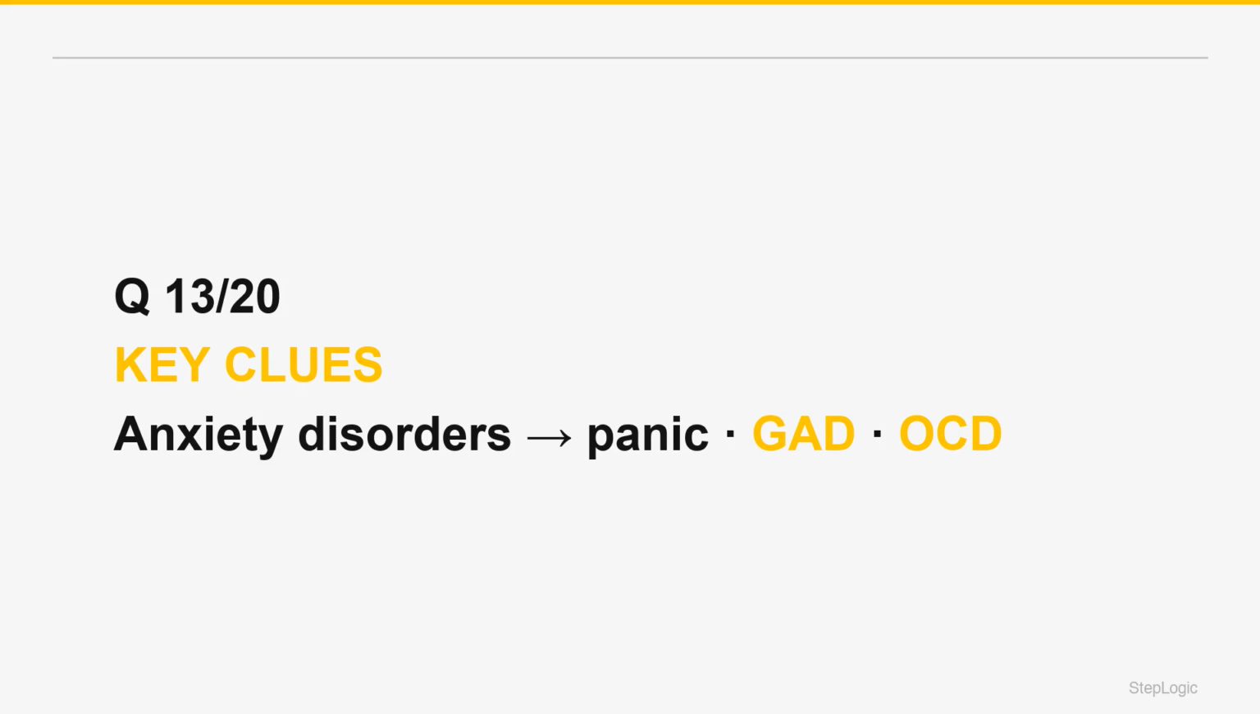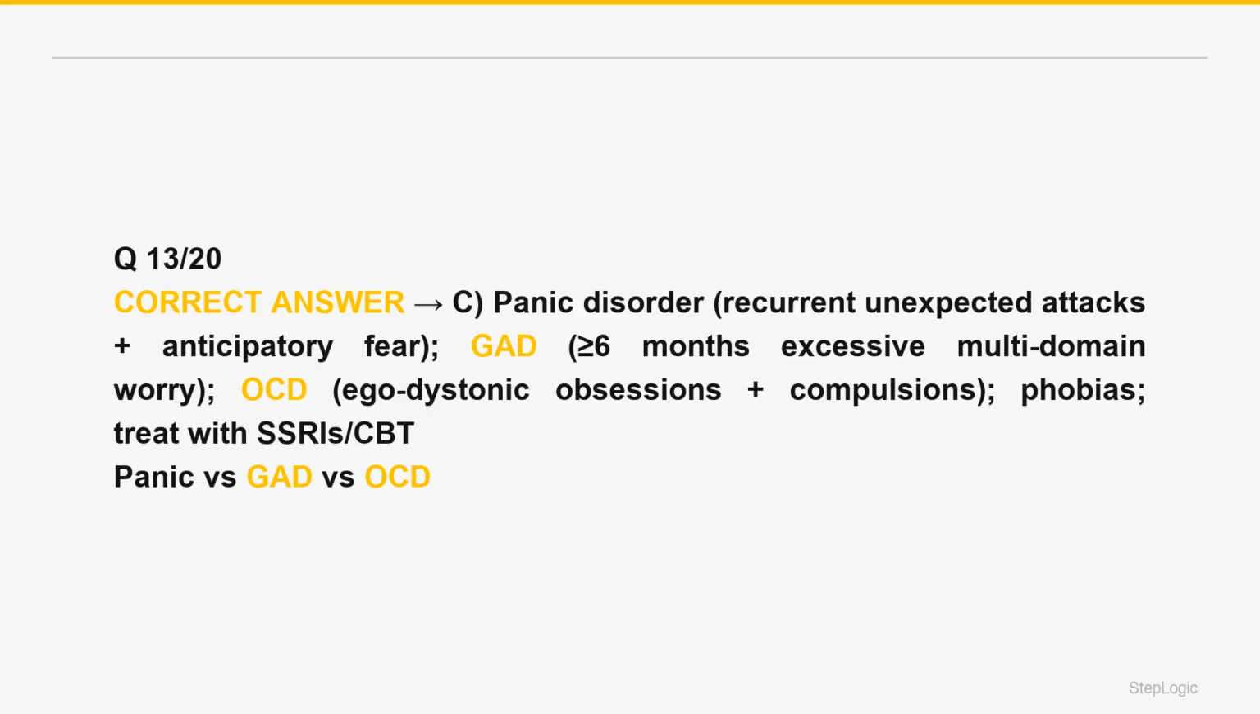Panic disorder is defined by recurrent, unexpected panic attacks of intense fear, peaking within minutes with somatic symptoms: palpitations, chest pain, dyspnea, sweating, trembling, derealization, fear of dying or going crazy, plus persistent worry about future attacks or behavior change, anticipatory anxiety, sometimes with agoraphobia. Generalized anxiety disorder, GAD, is excessive, hard to control worry about multiple life domains lasting at least 6 months with restlessness, fatigue, irritability, muscle tension, and sleep disturbance. The correct answer is C.